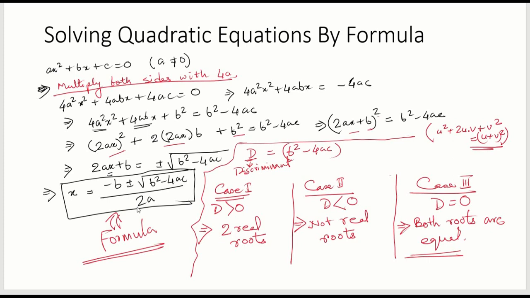So this is the formula: x equals minus b plus minus root over b square minus 4ac by 2a. And then we discussed what a discriminant is. The discriminant is the term which is under the square root, b square minus 4ac. And then based on the discriminant b square minus 4ac, we can determine the nature of the roots. Let's use another.